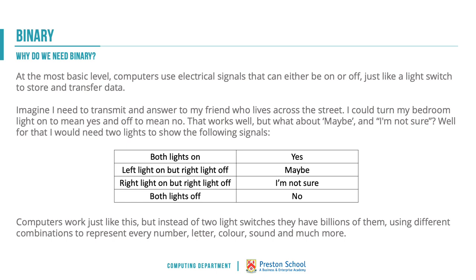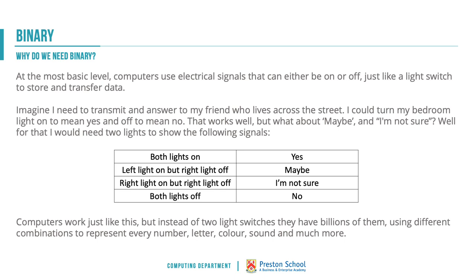Okay, but what if he asked me a slightly more complex question, a question where I want to say yes, maybe, I'm not sure, and no? Well, for that, I'd need two lights, two light switches. I could switch both lights on to mean yes. I could switch the left light on to mean maybe, the right-hand light on to mean I'm not sure, and leave both lights off to mean no.